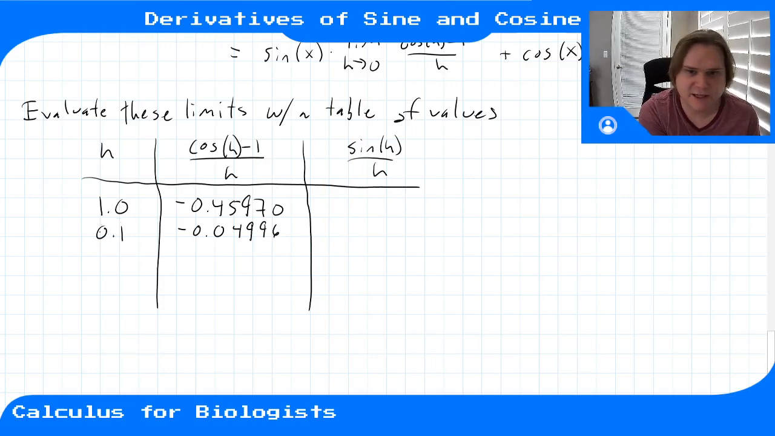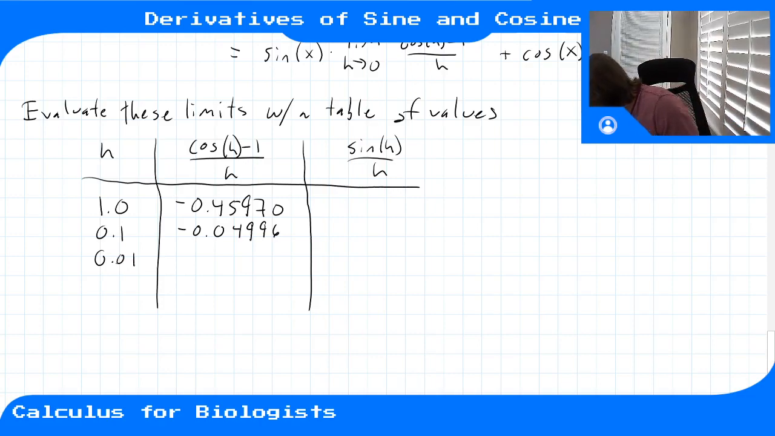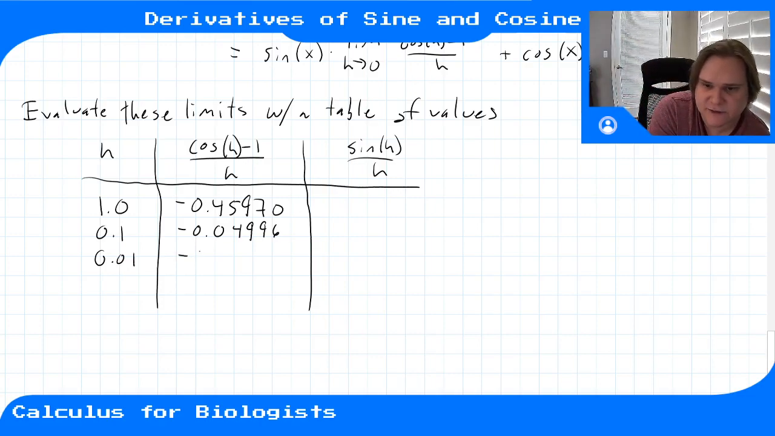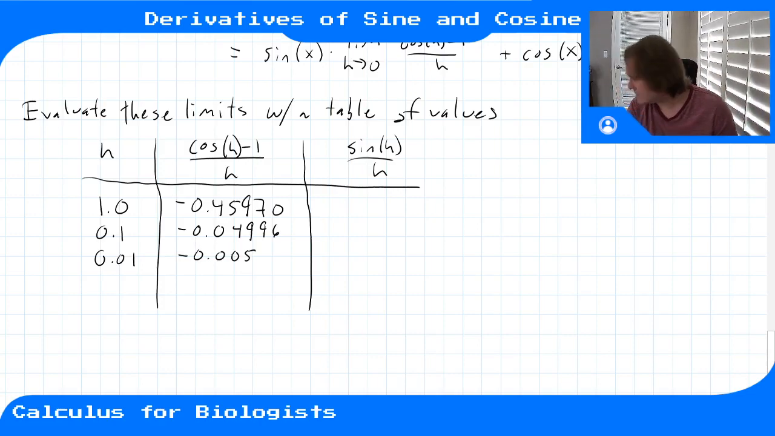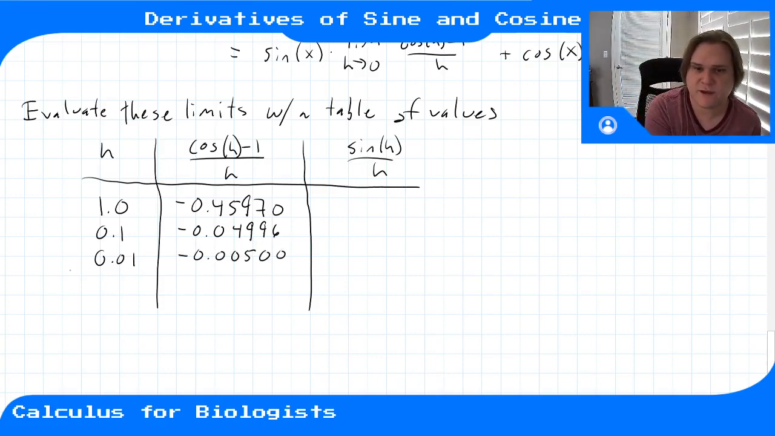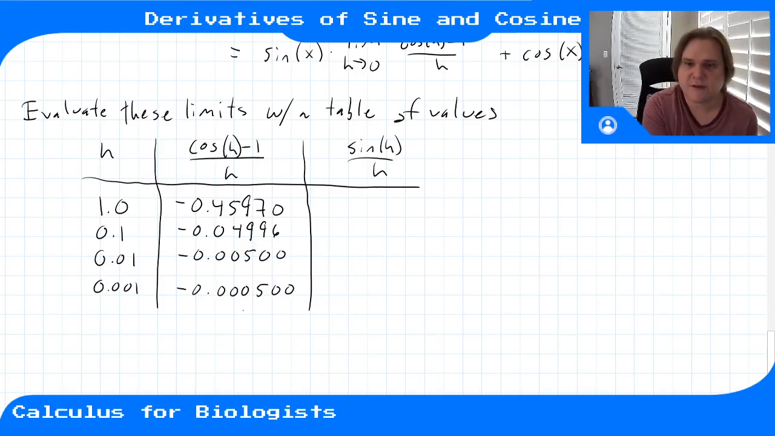When we make h even smaller, 0.01, we get negative 0.00500. When we make h even smaller, 0.001, we get negative 0.0005, right? And so on. So h goes to 0 as we go down this table. And these values look like they're approaching 0, right?